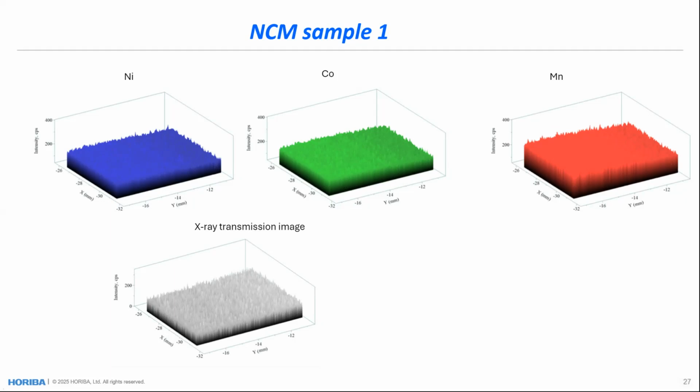Now, if you're doing sample 1, we can do the mapping. It's a very important feature in any kind of microscopy and XRF system, because we can see the distribution of the elements over a certain area. In this example, I'll show you the distribution of nickel, cobalt, and manganese, along with the transmission image. As you can see for this sample, there are certain things which will be very important for us, like roughness of the sample or intensity profile over the map.